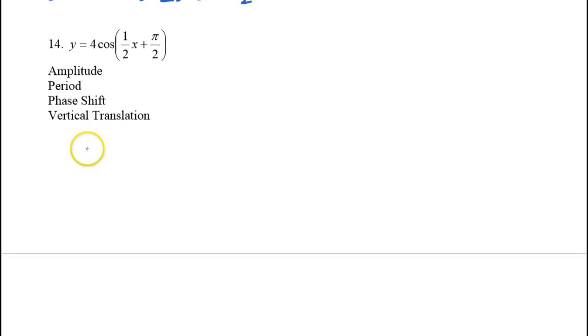All right, so last one, number 14. We are going to have to rewrite this a little bit in order to see the phase shift properly. So I'm focusing on the part that says 1/2 x plus π/2. We need to factor out the 1/2 outside of parentheses.